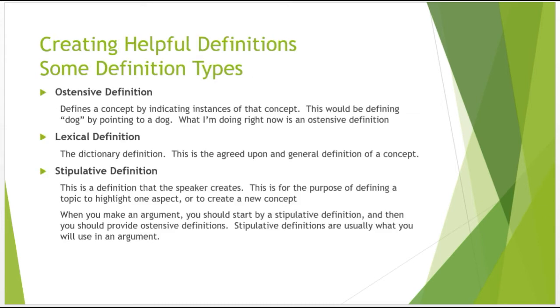So what I want to work on now is definitions. I want you to learn these three terms: ostensive, lexical, and stipulative definition. So the ostensive definition is going to be when you point at something and say, there, that is a token of that kind. What is a dog? Well, here's an example right here. I happen to have a dog in my room. I point at it. Then I'm giving you an ostensive definition.